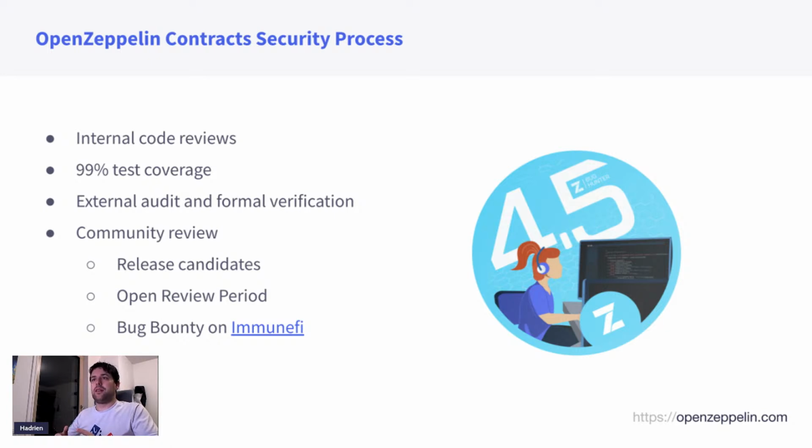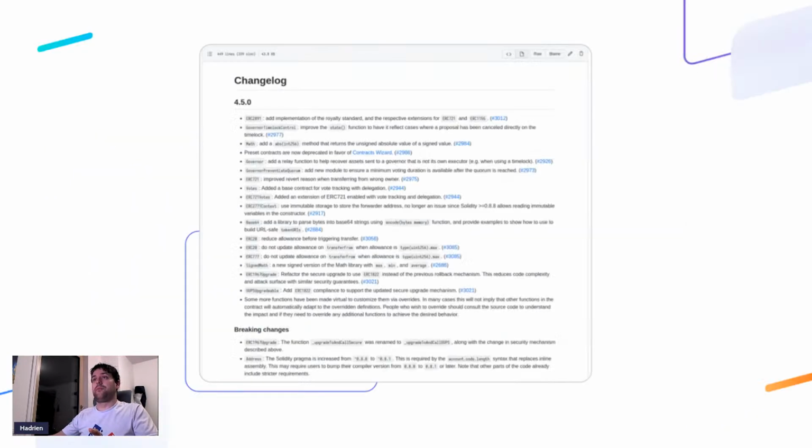That's why we have a release candidate with an open review period, and that's why we have a bounty system on Immunefi. If you find an issue during a release candidate phase, I think there is a bonus on potential bounties, in addition to a very exclusive POAP for the bug hunters. So everything we are going to present, at least for the contracts part, is under review by the community. So have a look and try it out.